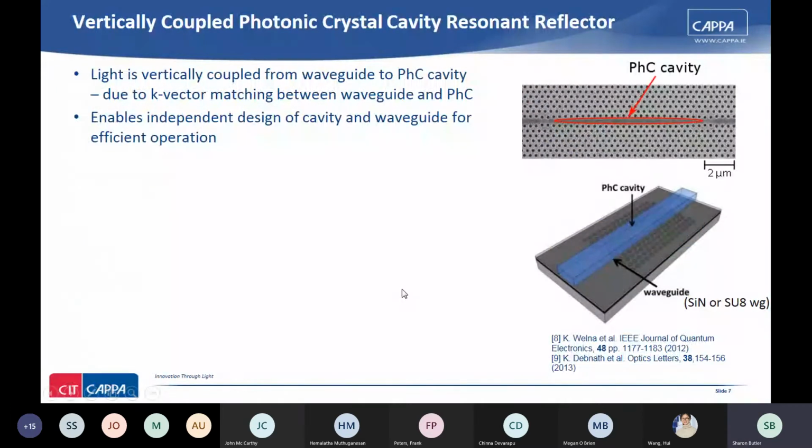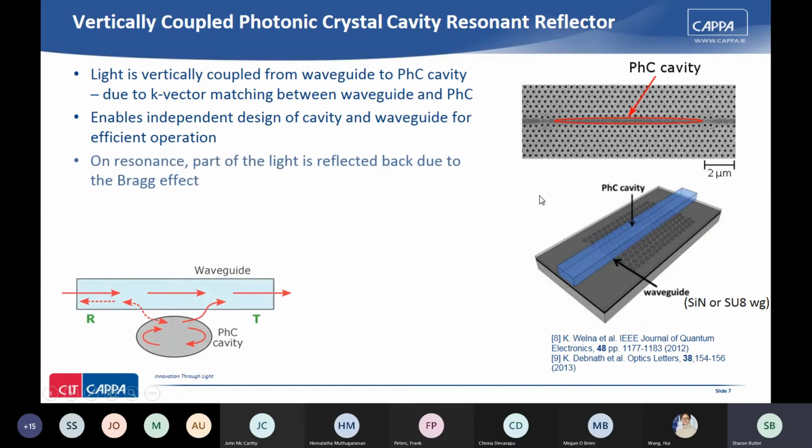So to further describe that then, it's a vertically coupled photonic crystal cavity reflector. It's a 2D photonic crystal, so there's holes etched into the silicon substrate. A row of holes are removed and the innermost holes are shifted to form the resonant cavity. Light is vertically coupled from the waveguide, typically a silicon nitride or SU8 waveguide. It's vertically coupled by k-vector matching, as they're two different index materials. And that then enables independent design of both the waveguide and the cavity for efficient operation.